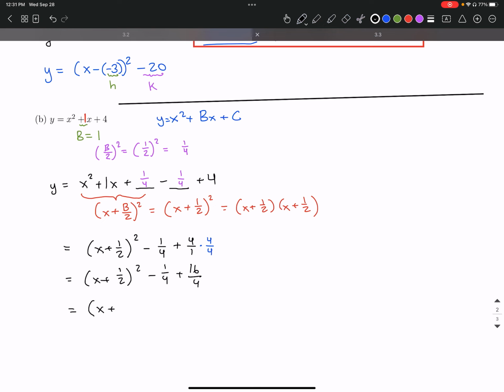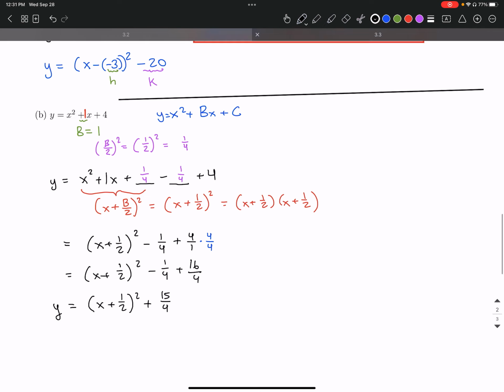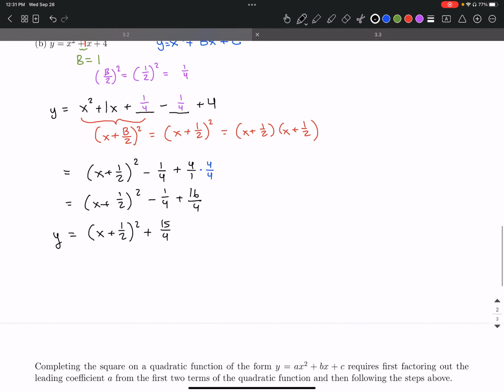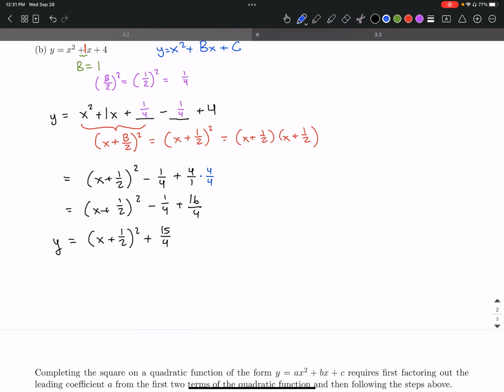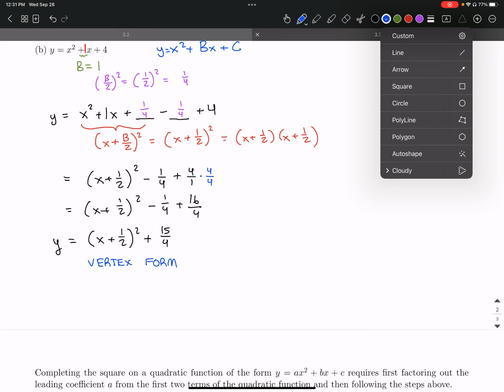So I have (x plus 1/2) squared plus 15/4, and this right here is going to be our vertex form. I'm going to label it as such, and I'm going to box it off.